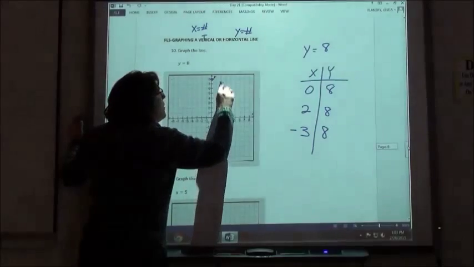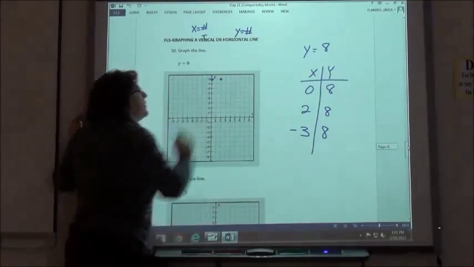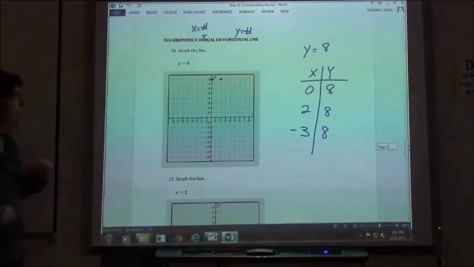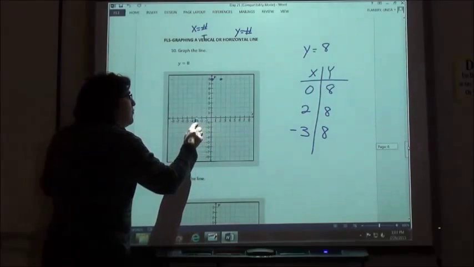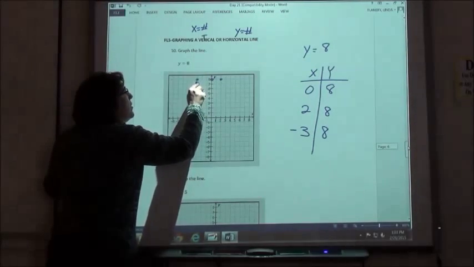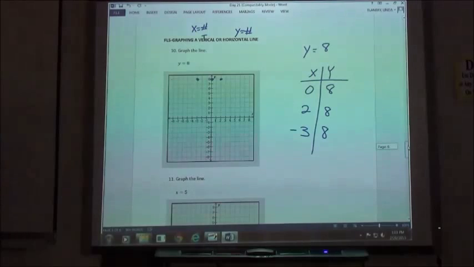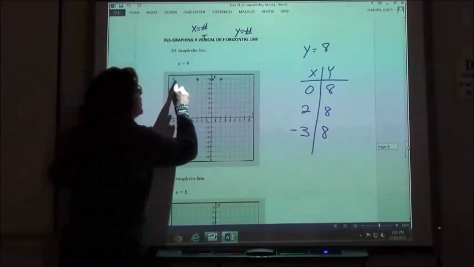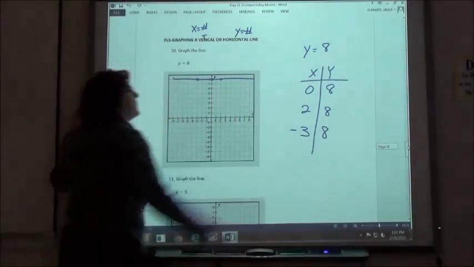2 over, up 8 would be right there. -3, up 8 would be right there. Anything that has a y value equal to 8 is going to be horizontal from the y-axis at 8. So my line goes this way, straight across my graph.